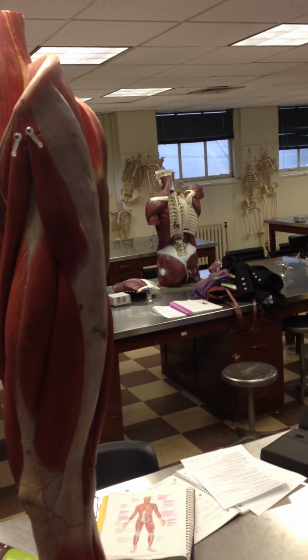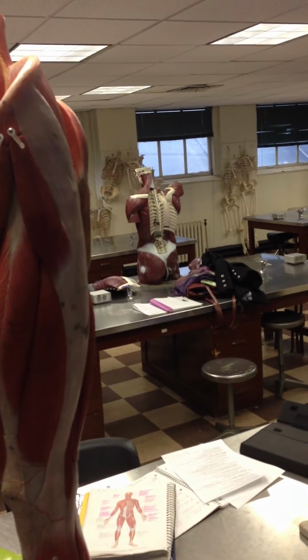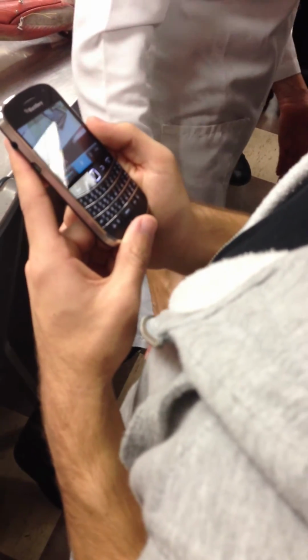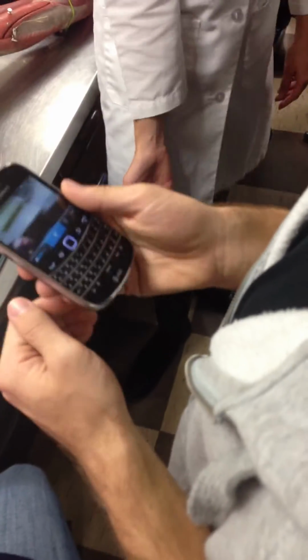What's the name of this action? Flexion of the hip. This? Extension of the hip. This, when I'm moving a limb away from the midline? Abduction, and when I move it closer to the midline, adduction, right? What about this? Medial rotation. This? Lateral rotation.